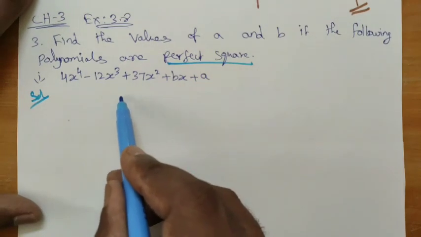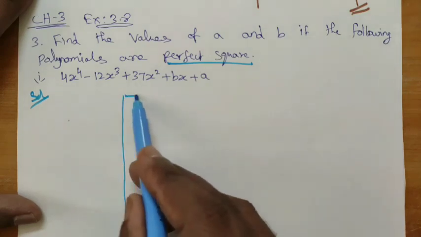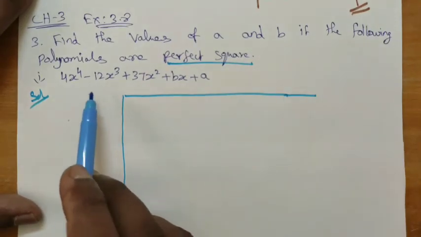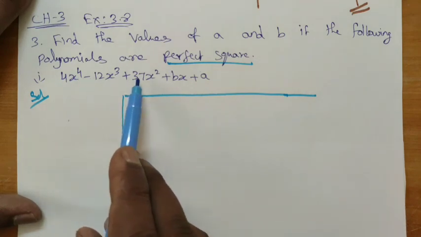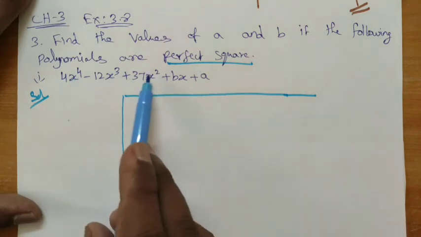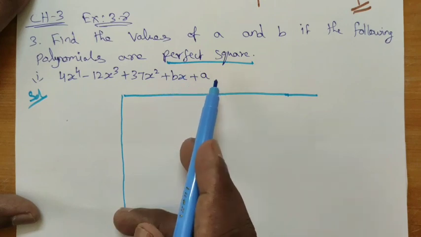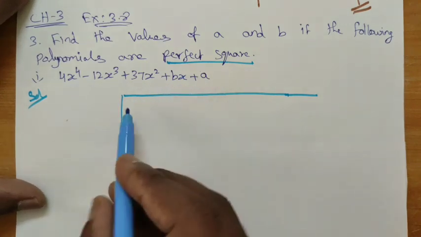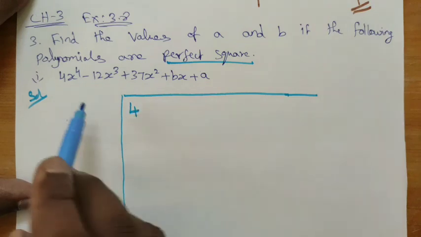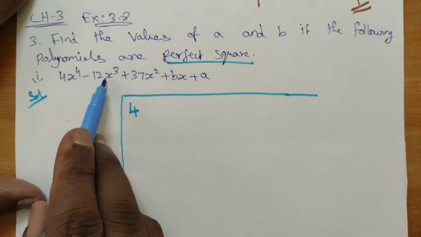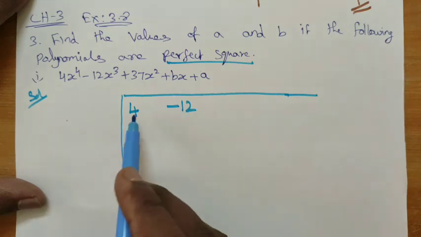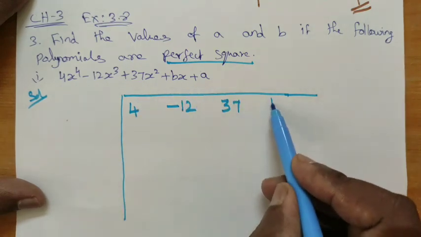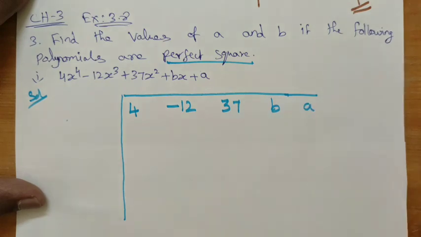First we divide the terms by using the division method. Here also, first we check the order of the polynomial. X power 4, x cube, x square, x, and then the constant term. Here we are going to take only the coefficients: x power 4 is 4, x cube is minus 12, x square is 37, and then b, and the last term is a.